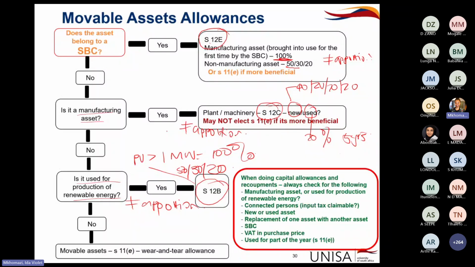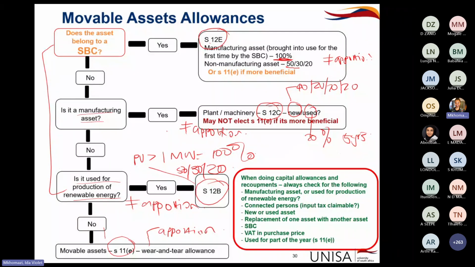Then the last one. If none of these 3 are applicable, then the default would be that you apply the 11E, your wear and tear allowance. With wear and tear, what you need to remember is that the write-off periods you find in Interpretation Note 47, and that's something that we will provide to you in a question. You must remember that with wear and tear, this is the only section where you need to apportion.